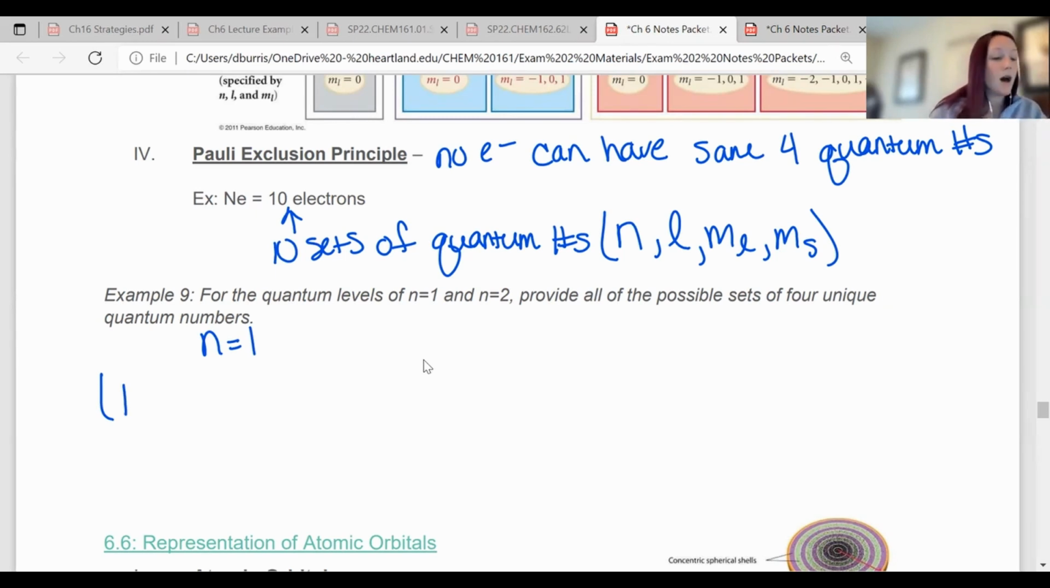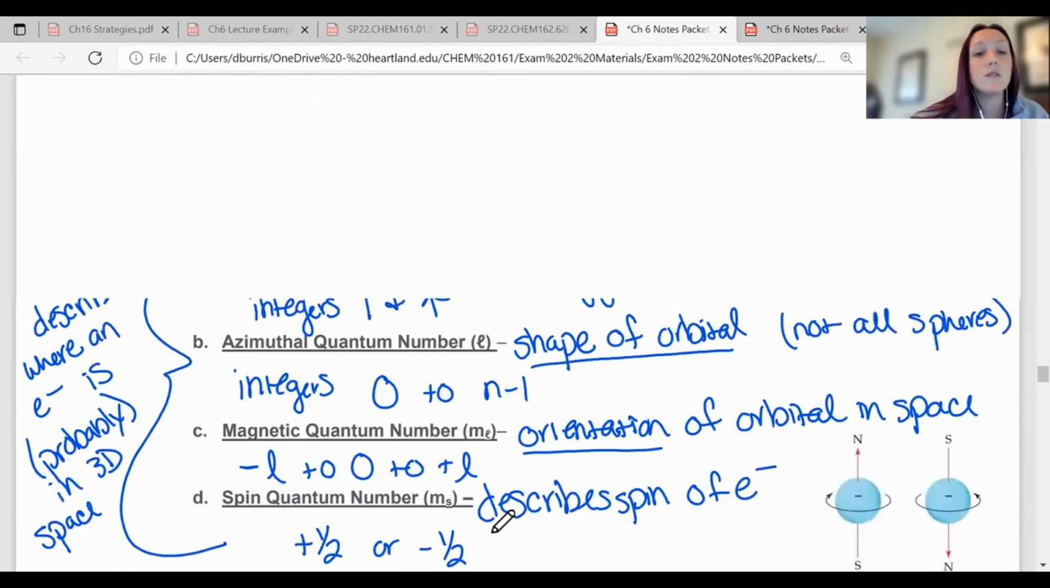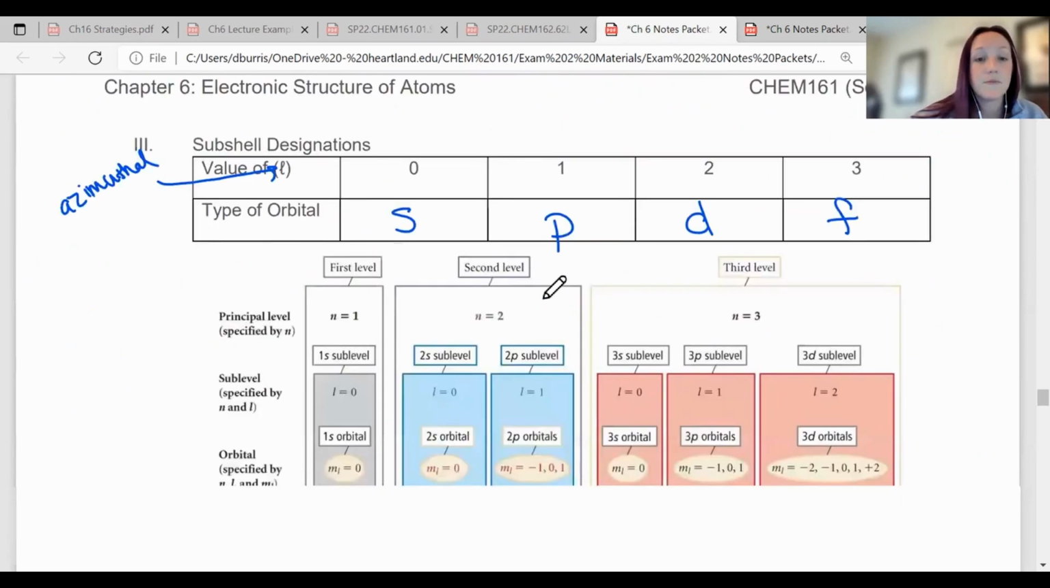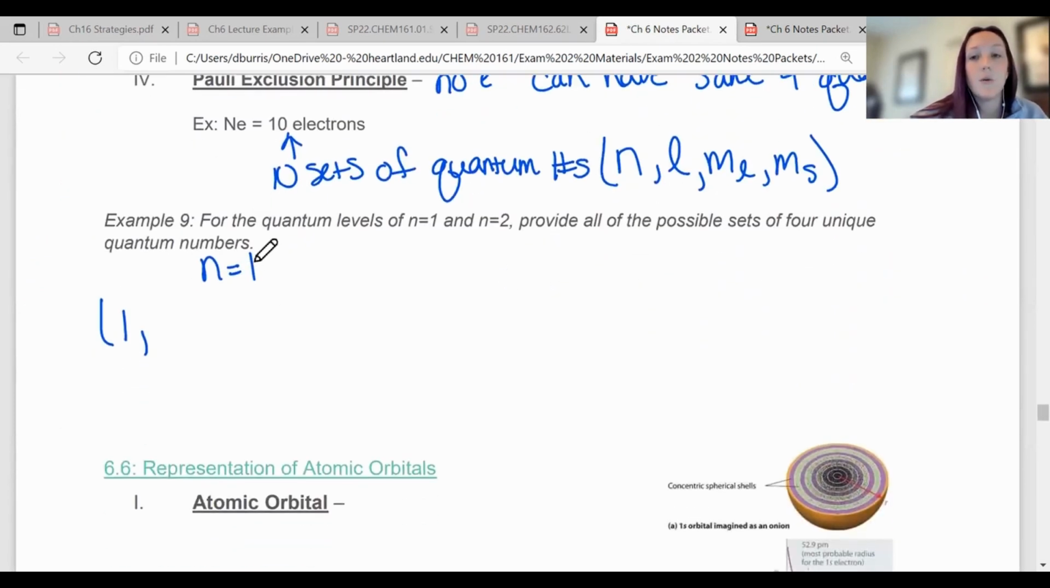N equals 1. That's the energy level I said that I'm at. That's my only option for n. The next one is my L, or my azimuthal quantum number. If you go look up at the rules, L can only be the integers from 0 to n minus 1. Well, n is 1, so n minus 1, 1 minus 1, is 0. So my only option for L is 0. I'm going to label these. This is n, this is just for your benefit. This is L. That's my only option in energy level 1 for L.